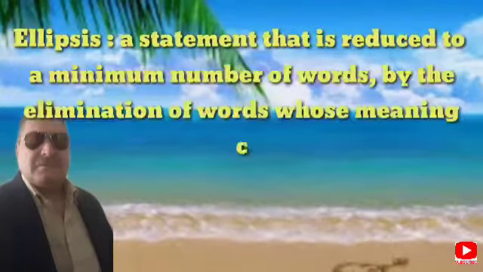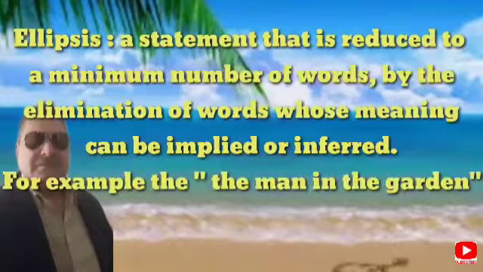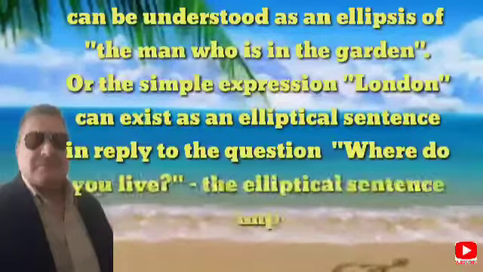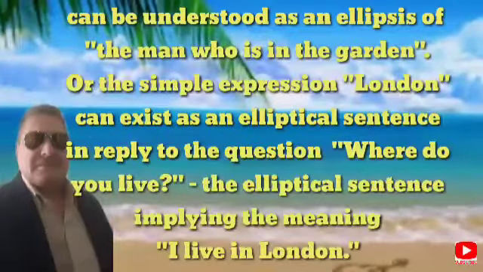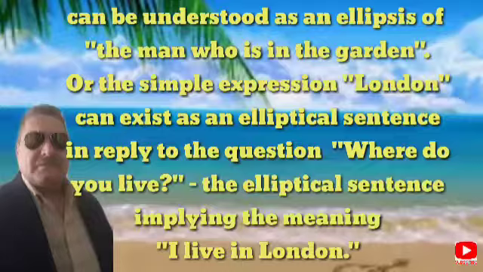Ellipsis. Ellipsis is a statement that is reduced to a minimum number of words by the elimination of words whose meaning can be implied or inferred. For example, "the man in the garden" can be understood as an ellipsis of "the man who is in the garden." Or the simple expression "London" can exist as an elliptical sentence in reply to the question, "Where do you live?" The elliptical sentence implying the meaning, "I live in London."